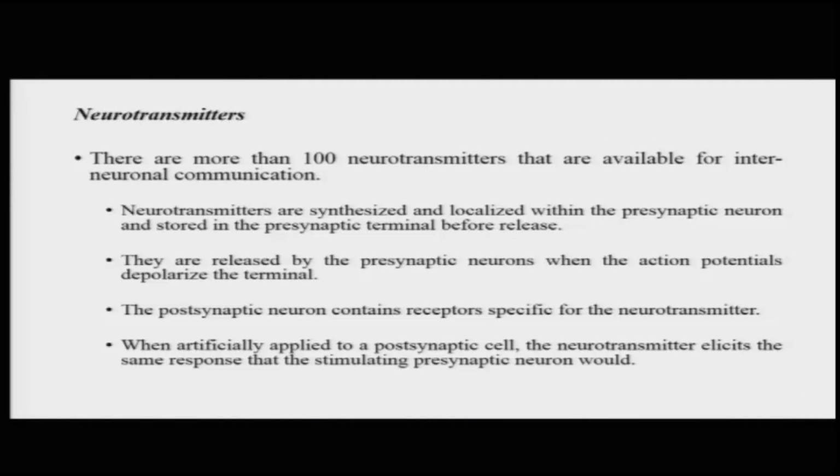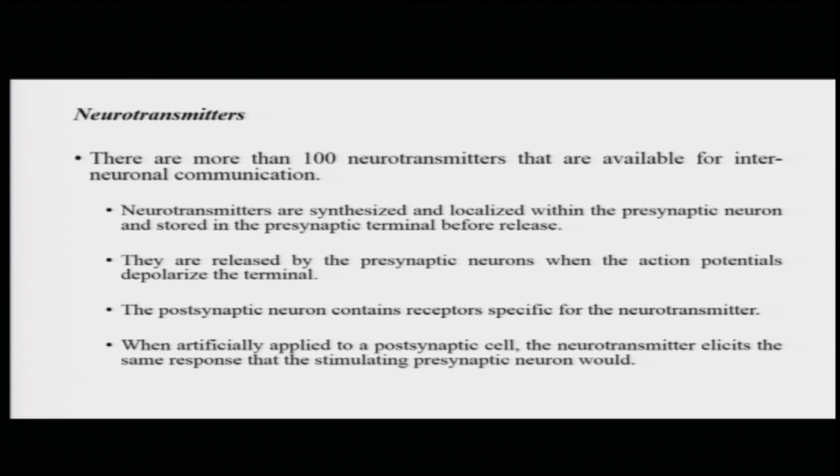Now, there are more than 100 neurotransmitters known that are available for interneuronal communication. These neurotransmitters are synthesized and localized mainly within the presynaptic neuron, and they are stored in the presynaptic terminal before the release. So, these neurotransmitters are stored in vesicles in the axon terminals of this presynaptic neuron and can be released on receiving of this excitatory postsynaptic potential or action potential generation, as we have been talking about. These neurotransmitters are released by the presynaptic neurons when the action potentials depolarize this presynaptic membrane.